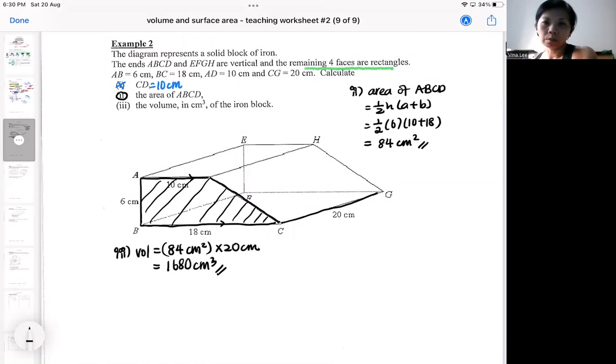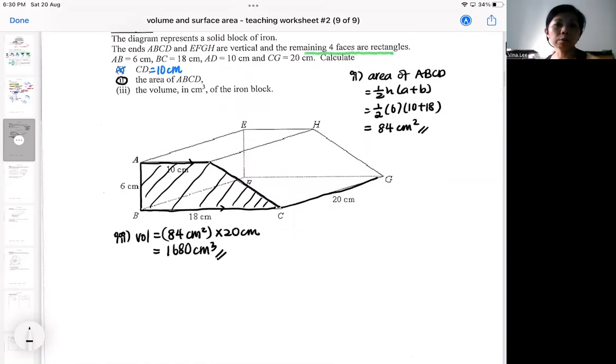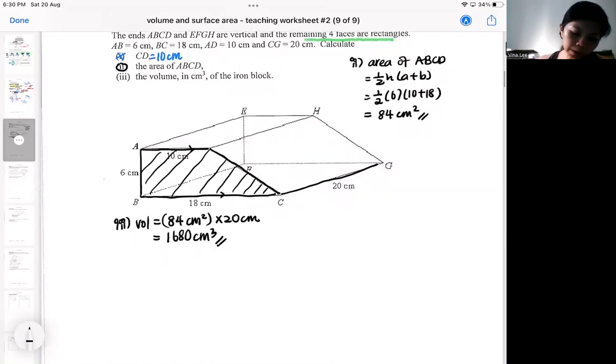Okay, you can try finding the surface area, the total surface area. Okay, so in this question, they are not asked for the surface area, but we can give it a try. So I'm going to try using the formula. So you can try using the formula, or you can try with the 4 rectangle pieces. Okay, so if I'm going to be using the formula, I will need the perimeter of the cross section. So let's extend the question. I need the total surface area of the iron block.